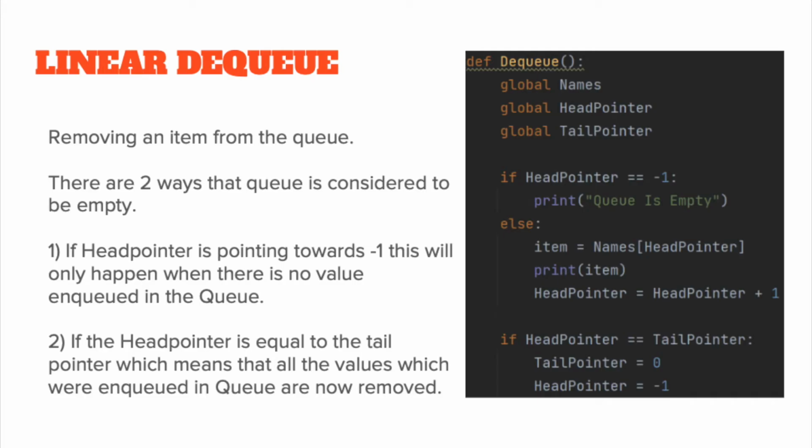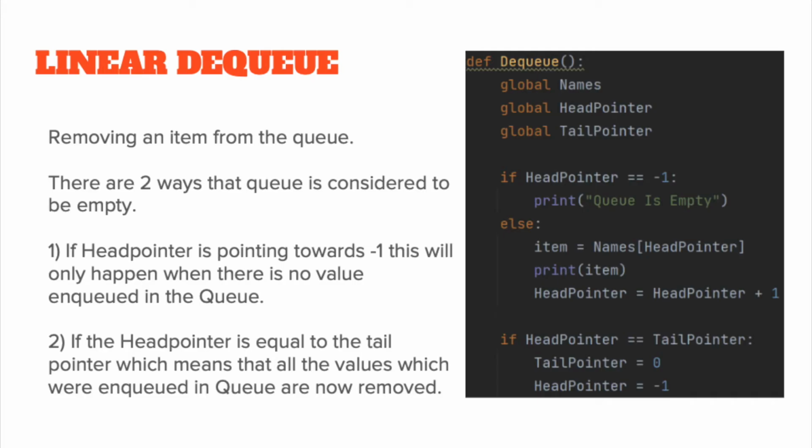So how does it work? Well, we've got our 3 globals that are imported into this function. We then check if the head pointer is equal to -1. This means the queue is empty. We print that out because we can't remove something if the queue is empty. Else, item is going to be names head pointer. That's going to be the one that we're going to put into this item variable.